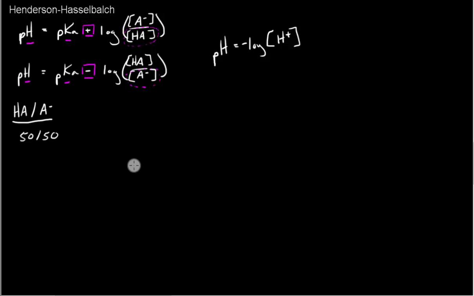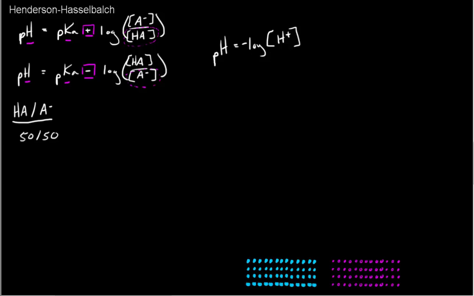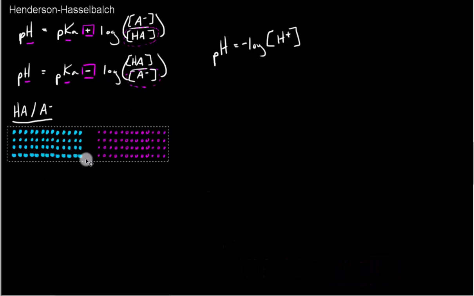So this 50-50 is pretty easy to think about numerically, but just to make it a little bit more explicit, let's try to talk about this in terms of pictorial forms. Now what we're really saying is that we have a 50-50 mix of the acid and base. For our case, let's make our acid blue, and our conjugate base red. We want to know under what pH conditions we will actually have this 50-50 mix.